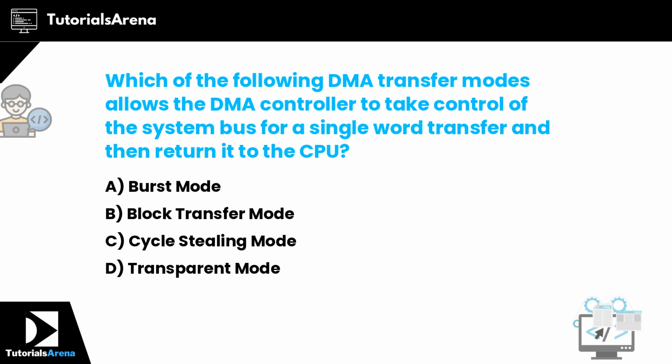Which of the following DMA transfer modes allows the DMA controller to take control of the system bus for a single word transfer and then return it to the CPU? The correct answer is option C, cycle stealing mode.